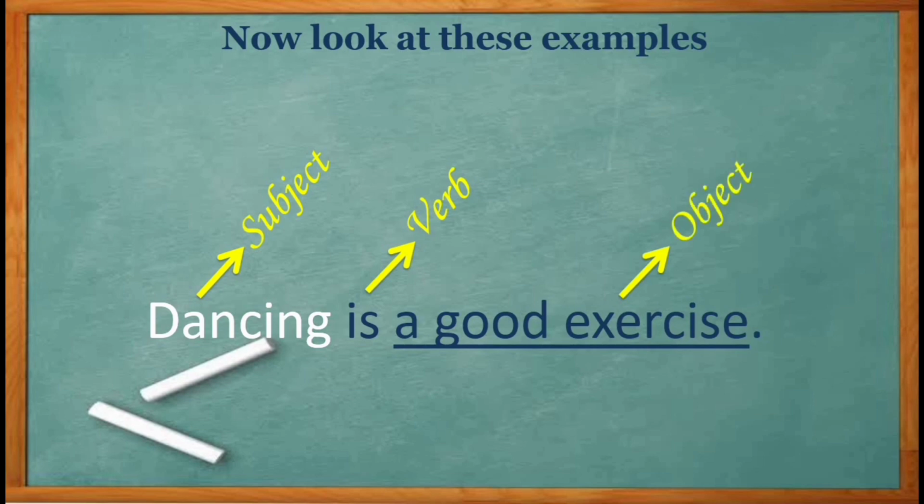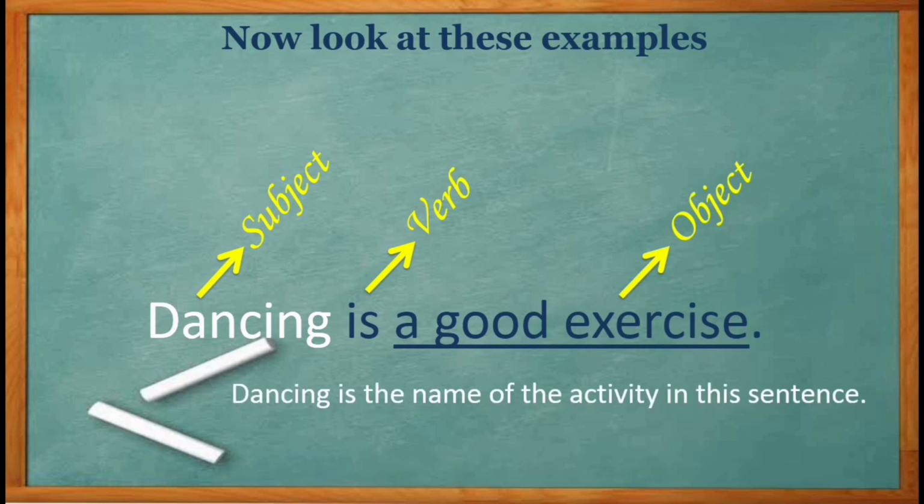Why is dancing here a subject? Because in this sentence, dancing is the name of the activity. All naming words are nouns, so dancing is a noun with ing tacked to it, so it is a gerund.